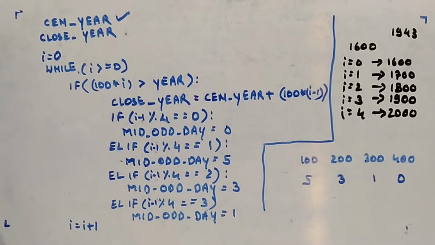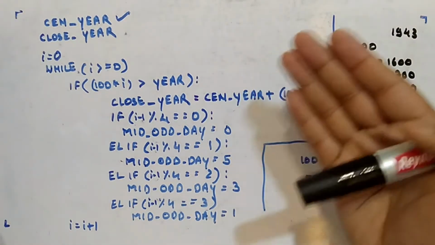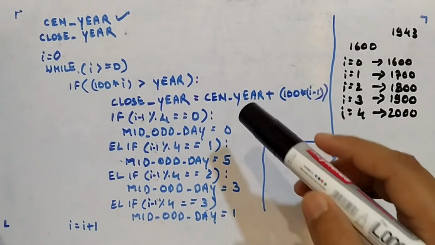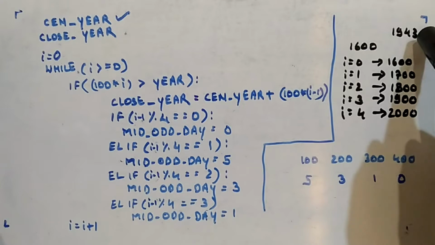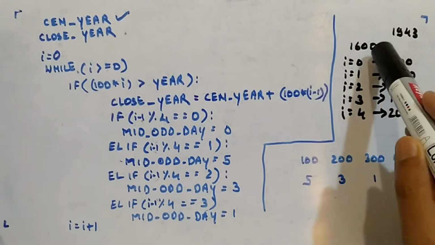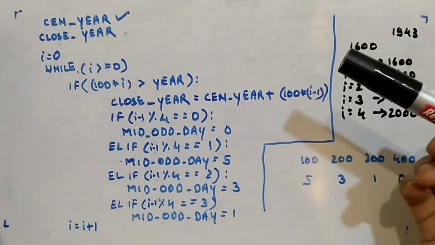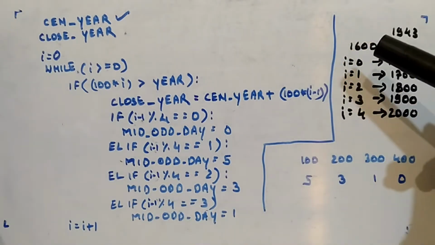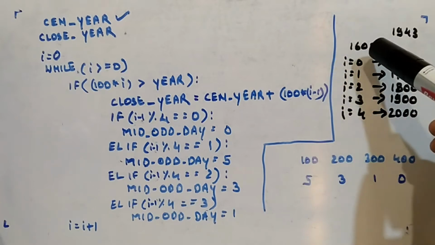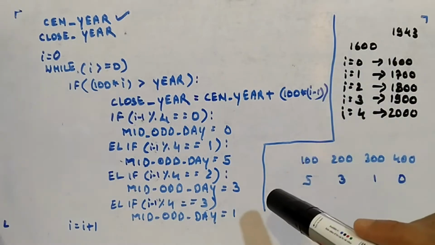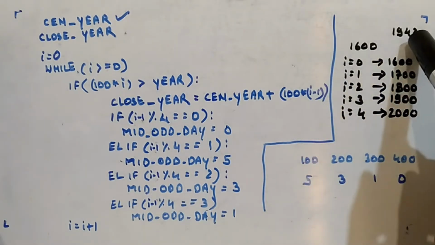Okay, now let's look at the next approach, next step. What we will do: we have a century year, the closest century year. Let's say you are given the year 1943, and you have to find the closest century year, which will be 1600, because 1600 will have 0 odd days. Century years are 1500, 1700, 1800 also, but we have to find the century year which has 0 odd days. So this one will have 0 odd days closest to this.